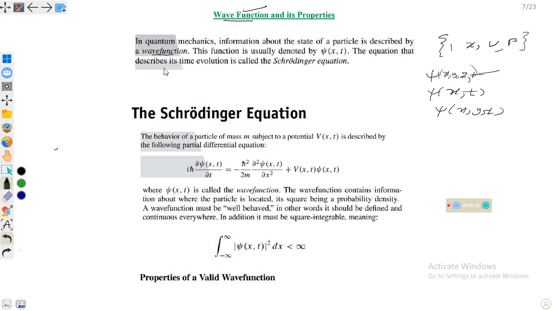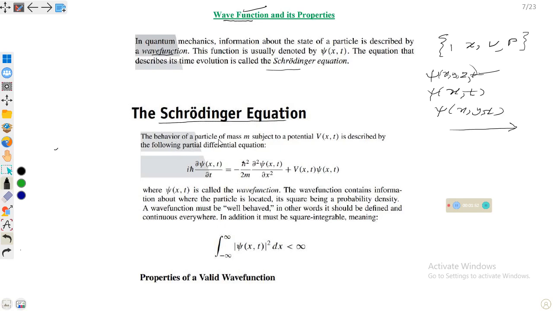The equation that describes its time evolution is called the Schrödinger equation. That is, the equation which describes how the wave function will change with time. For example, if a particle is moving along a line, how will its wave function change? The equation that describes its evolution with time is called the Schrödinger equation of motion. Now let's first discuss the Schrödinger equation.